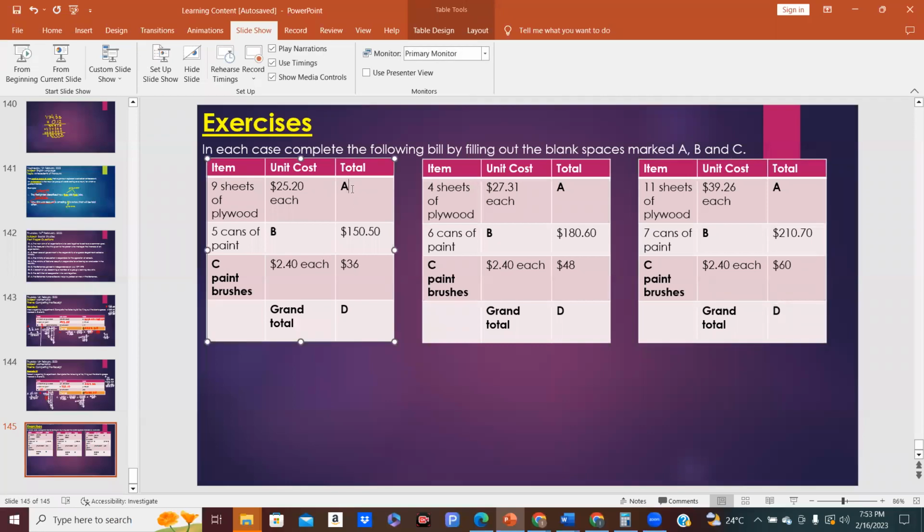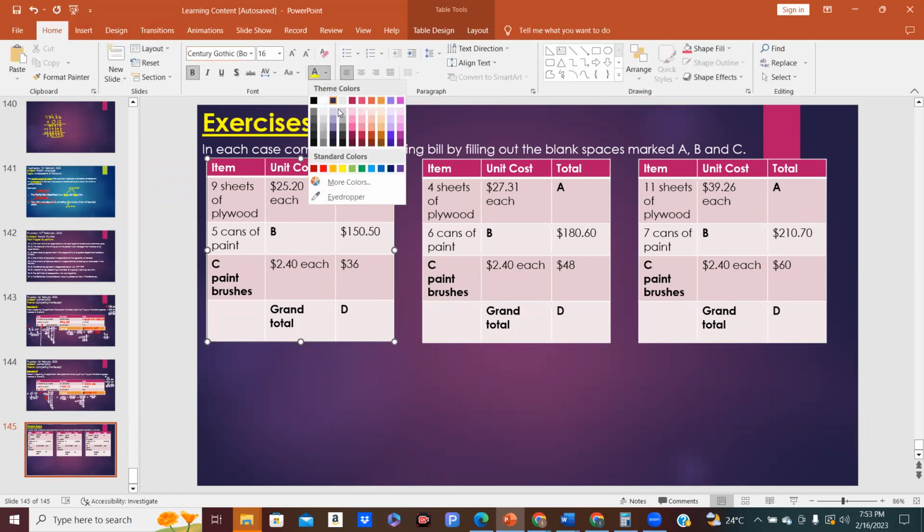Okay, so for number one, A, Shaya, can you tell me how we're going to get that? To get A, you do 25, 20, sorry, 20 times 9. Okay, good. And what was your answer for that when you did it? $266.80. Very good. $266.80. That's correct.